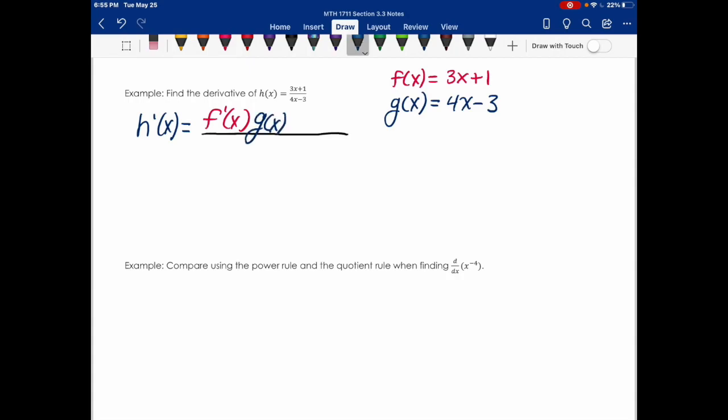So I'm going to take the derivative of f of x times g of x, and I'm going to subtract the derivative of g of x times f of x, and then I'm going to divide by the denominator function squared.